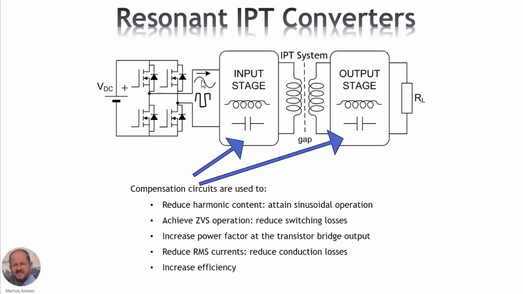In this way, we need an input current that is going to be lagging the voltage generated by the bridge, so we can provide zero voltage switching for the switches. Also, it's important to have a high input power factor here at the input in order to decrease the RMS current that we are going to handle, and therefore reduce the conduction losses in both the switches or even in other elements that we have in our system. So summing up, the idea of using these compensation circuits is to increase the efficiency of the whole system.